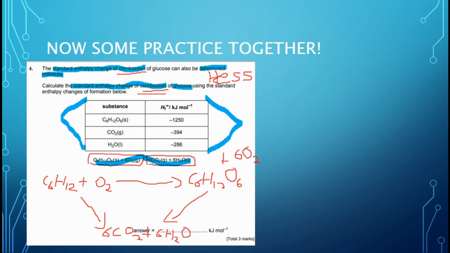Now, if we see, not everything's balanced as of yet. This is balanced, this is balanced, these are balanced. But what we're missing here is a 9. The first thing you want to do is cancel out your O2s, because if you look in our enthalpy values, we don't have any O2, so it's irrelevant to the question. It just helps you to balance it all out. Now we know that C6H12O6 gives us minus 1250. So immediately we're able to write that C6H12O6 is minus 1250.